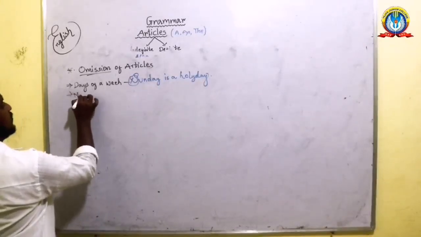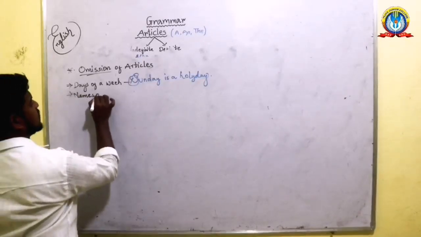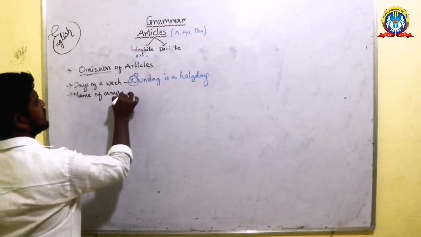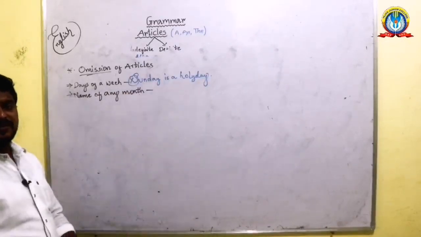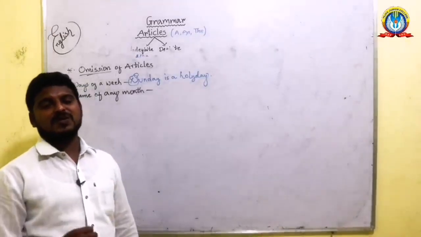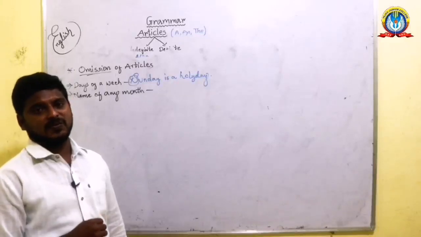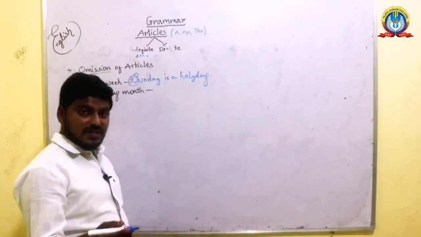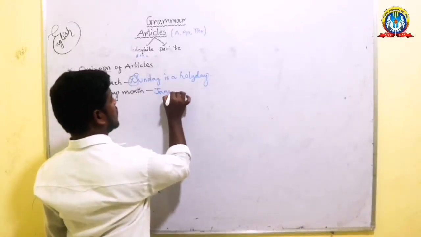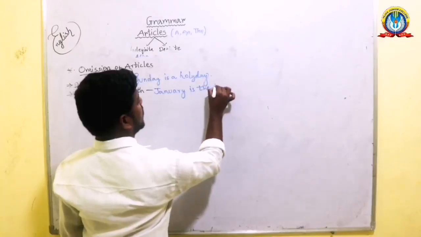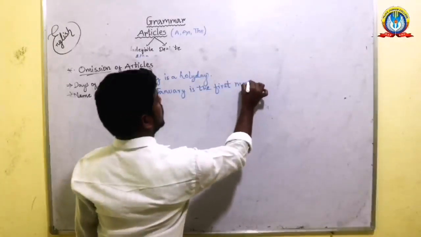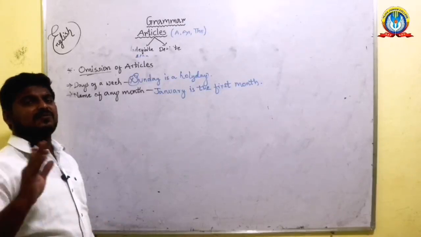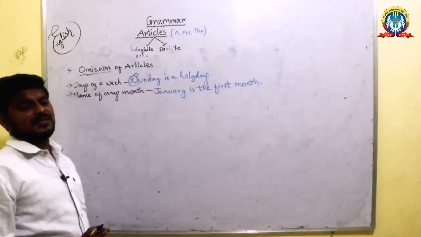Next, before the name of any month, we should say January, February, March, but we should not say the January. January is the first month, but we should not say the January is the first month. Before the names of months, we should not use any article. Please keep it in your mind.